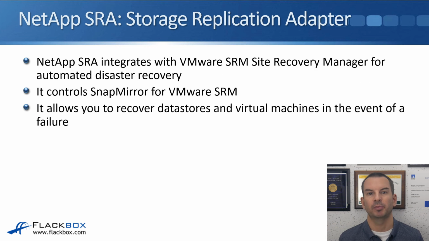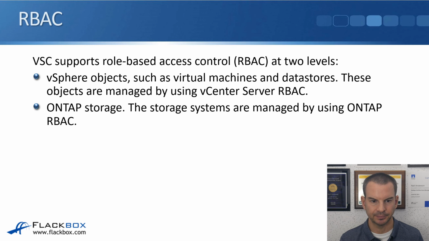So the VASA provider, it is very commonly used when you are using VSC. The VASA provider is now enabled by default in the latest version, didn't used to be in earlier versions. SRA, less likely that you will be using that. You're only going to use it if you are using VMware SRM. So SRA is disabled by default, but you can enable it from within the VSC interface.